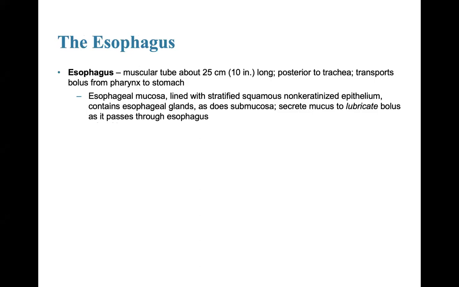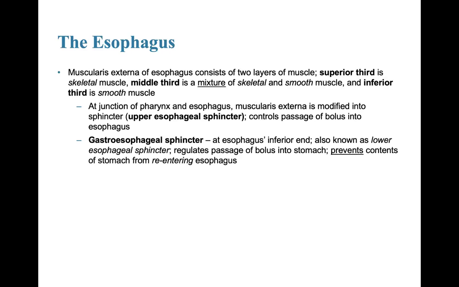Once you exit the pharynx, you'll then enter into the esophagus. Now, the esophagus is a muscular tube that is about 10 inches long. It's posterior to the trachea, and it transports the bolus from the pharynx to the stomach. The esophageal mucosa is lined with stratified squamous non-keratinized epithelia, which contains esophageal glands, as does the submucosa. This secretes mucus to lubricate the bolus as it passes through the esophagus.